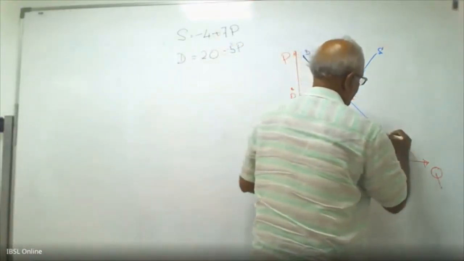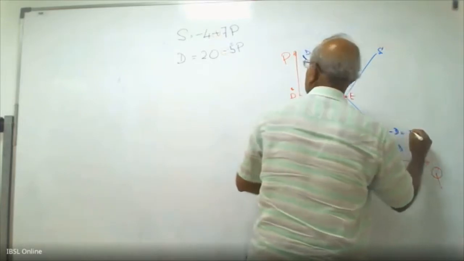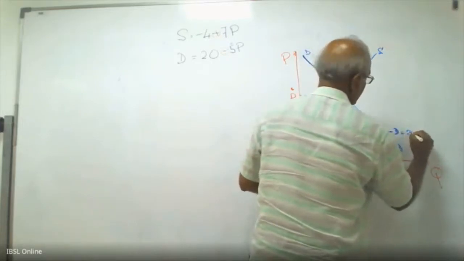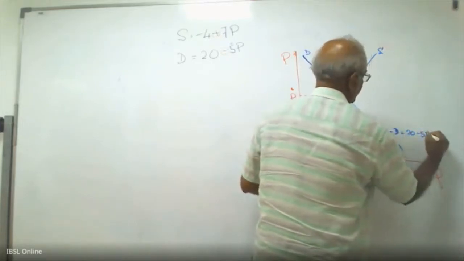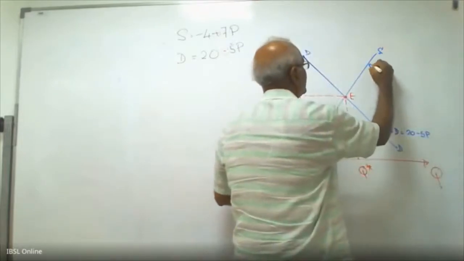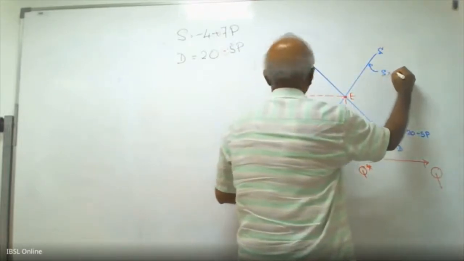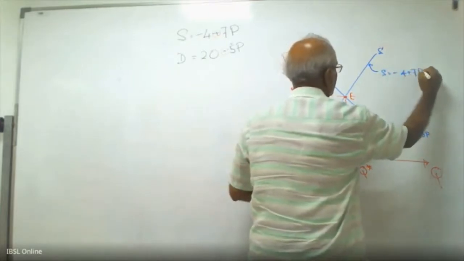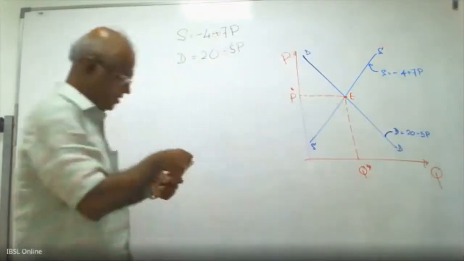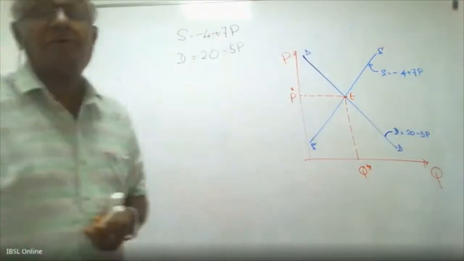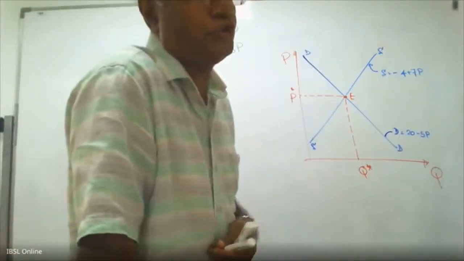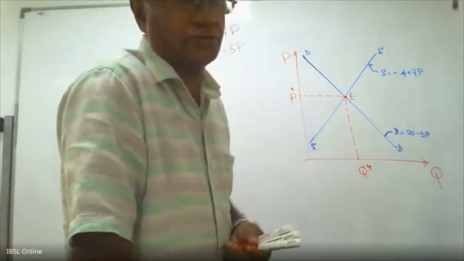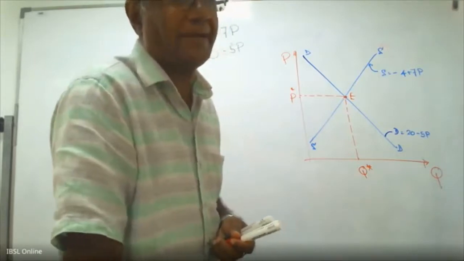QD equals 20 minus 5P. And this, you can say, is QS equals minus 4 plus 7P. These are the two equations. Right? These are called a mathematical approach to demand and supply curves. Theory of demand, mathematical approach.